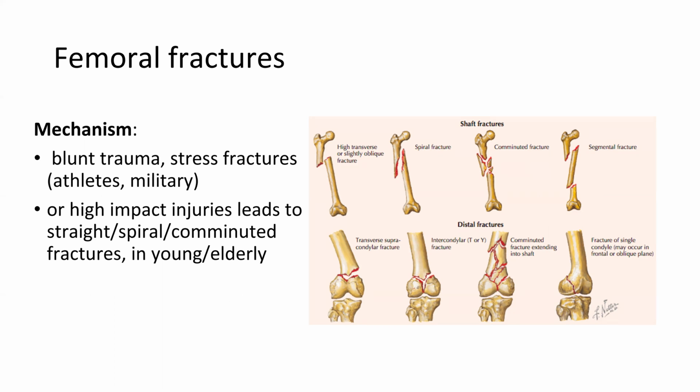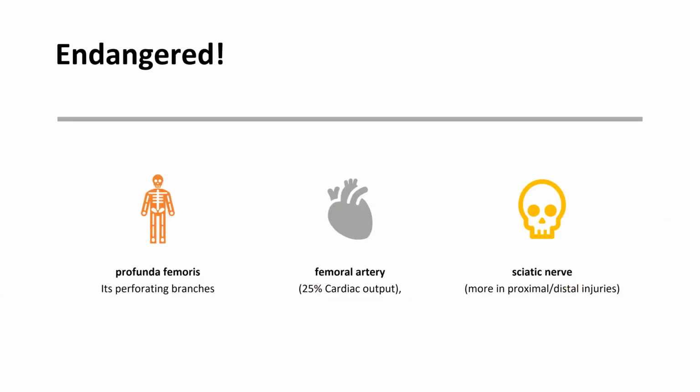So back to the femoral fractures, what is endangered during a femoral fracture is the profunda femoris artery and its perforating branches. So you want to be really careful of the femoral artery because that's 25% of your cardiac output, which would explain why the patient before is pale and hypotensive with a rapid pulse. And you want to be careful because any further bleeding in that area or just damaging that area in general can lead to sciatic nerve damage, which is more common in proximal and distal injuries.